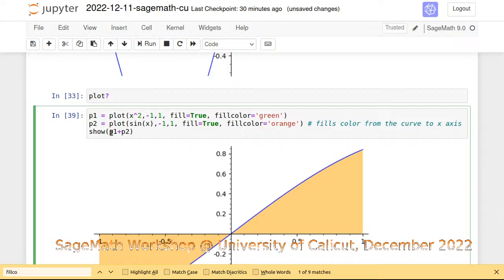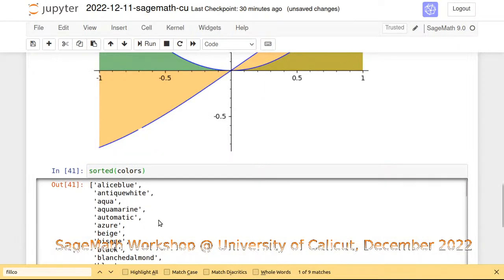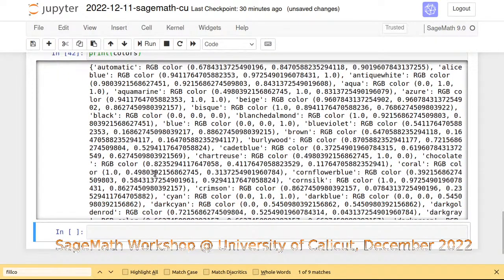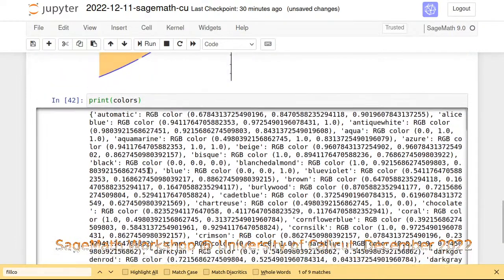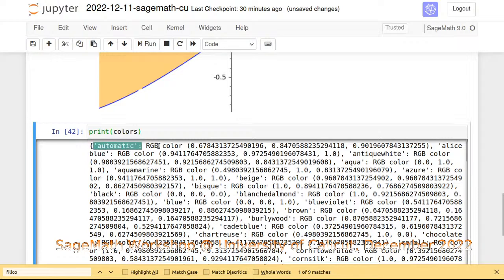Yeah, I wanted to tell that the colors available. I think this command should give the colors. These are the color codes available. I just sorted. Okay, if I simply ask for printing the colors, what will happen? Print colors. So when I apply sorted, it's sorted and only that color name is appearing. That sorted function will take only that key. This is actually something known as a dictionary in SageMath. So corresponding to one color, there are different codings.